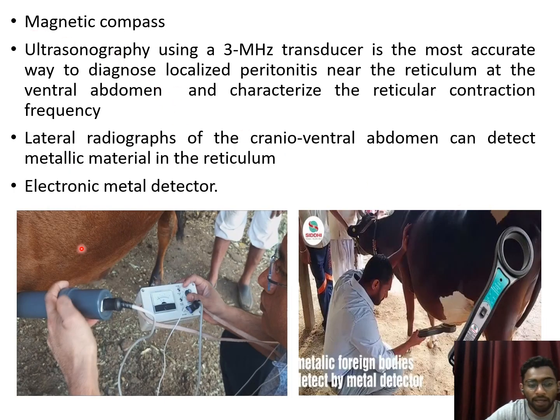Next, magnetic compass. When you keep this magnetic compass near the reticular region, it shows some sound, through which we can get to know that the cow or the cattle has swallowed metallic objects. And also ultrasonography using a 3 megahertz transducer. And next we can also detect it by an electronic metal detector, which shows some deflection in this machine.